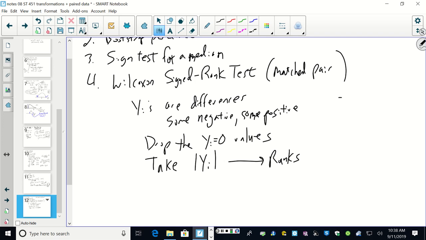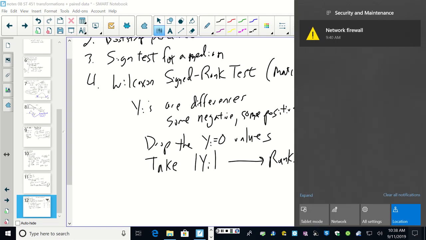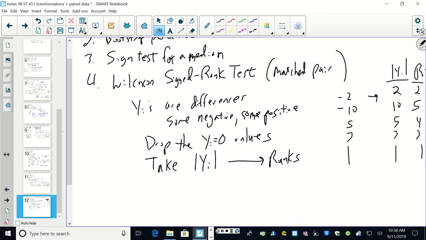So if we had -2, -10, 5, 3, and 1, we're going to convert those to absolute values: 2, 10, 5, 3, and 1. And then we're going to rank those. This would be the first one, this is the second rank, third, fourth, and fifth rank. So on the absolute scale, we rank them by how far they are from 0.